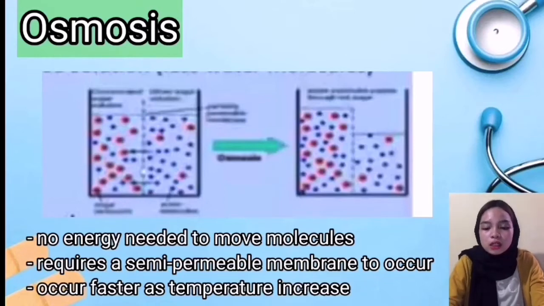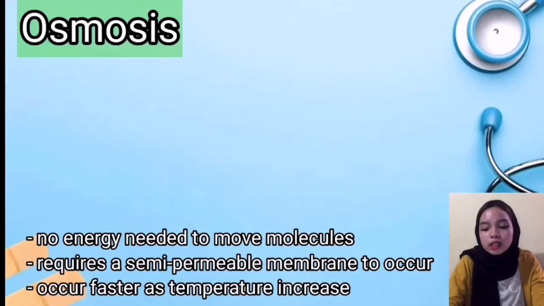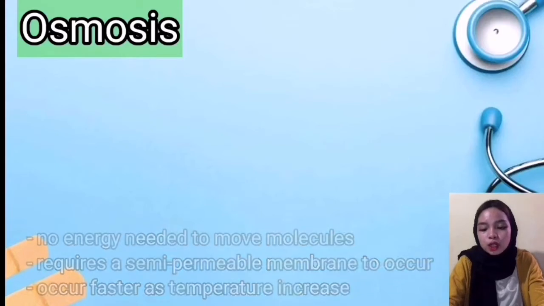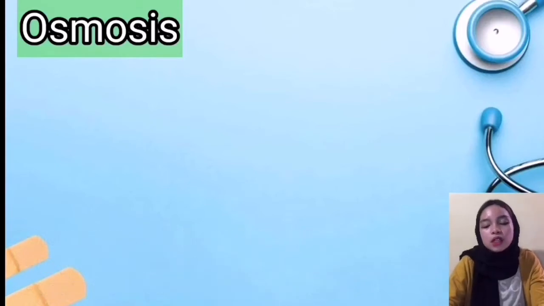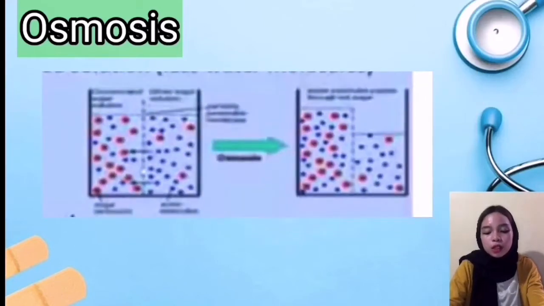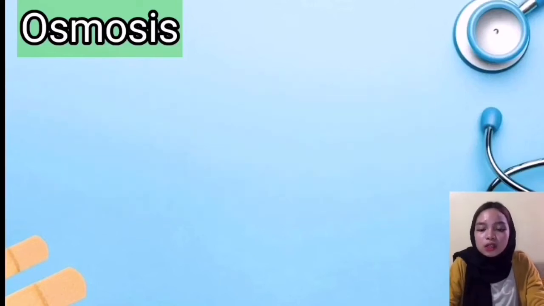There are a few things to know about osmosis. It requires a semi-permeable membrane, but no energy is needed to move the molecules. Similar to diffusion, it will occur faster as the temperature increases. As I said, osmosis is a special type of diffusion that only involves water molecules. In the diagram, water molecules move from the dilute sugar solution, pass across the semi-permeable membrane, and end up in the concentrated sugar solution.